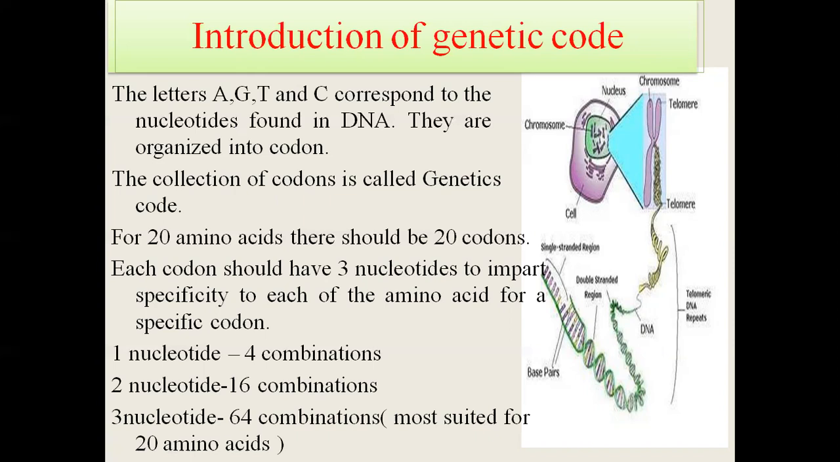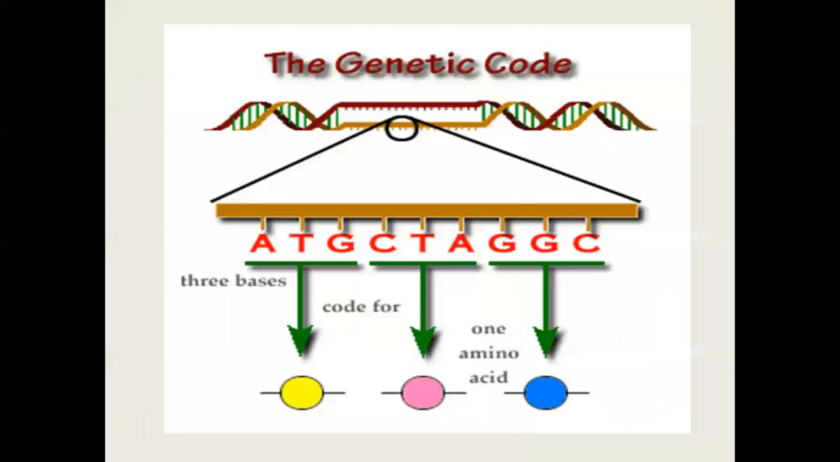The genetic code acts as a dictionary where you can search the nucleotide sequences corresponding to a single amino acid synthesis. Okay. There are a total of 20 amino acids, as I already told you, and one nucleotide gives 4 combinations, 2 nucleotides give 16 combinations, and 3 nucleotides give 64 combinations. You can understand these combinations in the table when I show you the table.